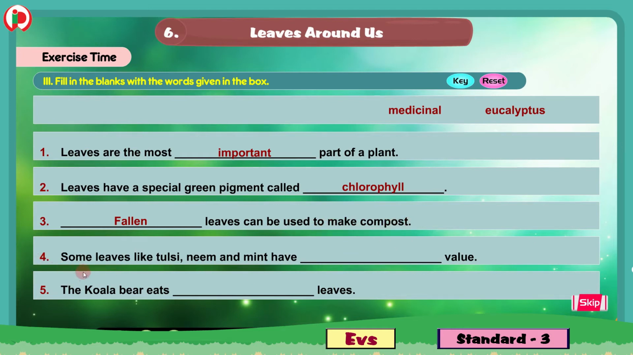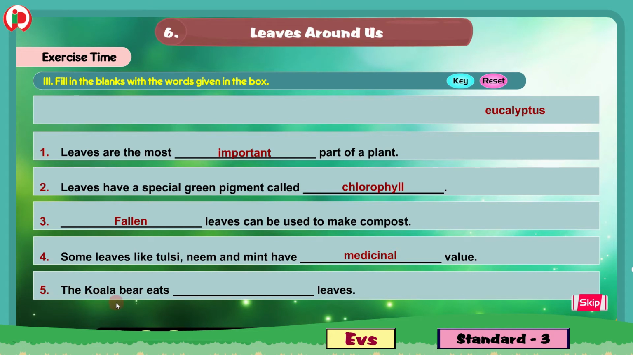4. Some leaves like tulsi, neem and mint have dash value. And here the correct word is medicinal. Some leaves like tulsi, neem and mint have medicinal value.